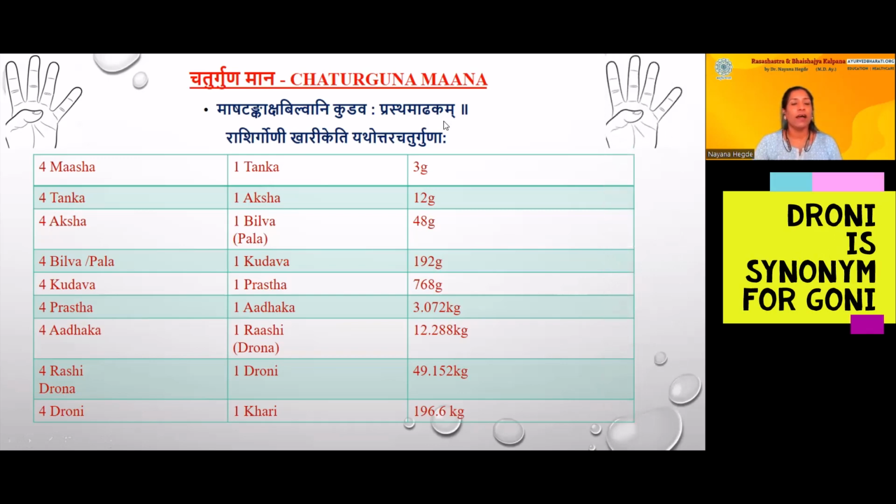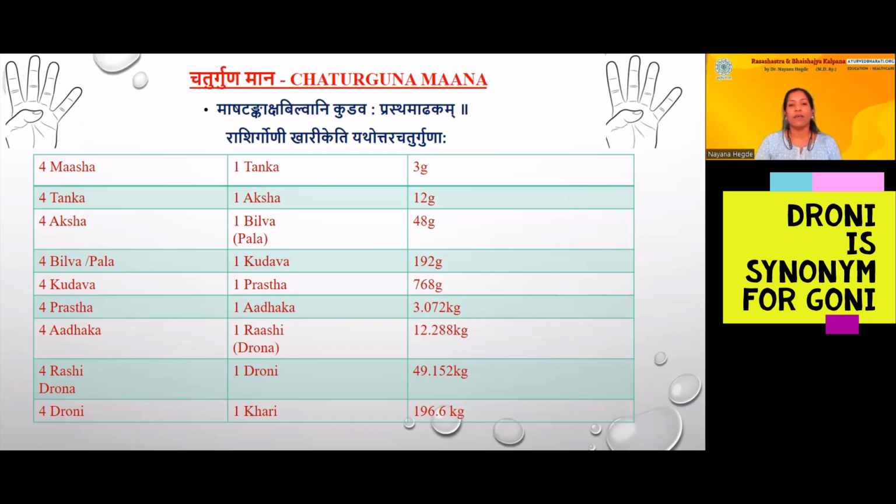4 masha leads to 1 tanka. 4 tanka is equal to 1 aksha. Aksha is a synonym of karsha. 4 aksha leads to bilva. Bilva is a synonym of pala. 4 bilva leads to 1 kudava. 4 kudava leads to 1 prastha. 4 prastha leads to 1 adaka. 4 adakas lead to rashi. Rashi is a synonym for drona. Then 4 rashi or drona lead to 1 droni. 4 droni lead to 1 khari.